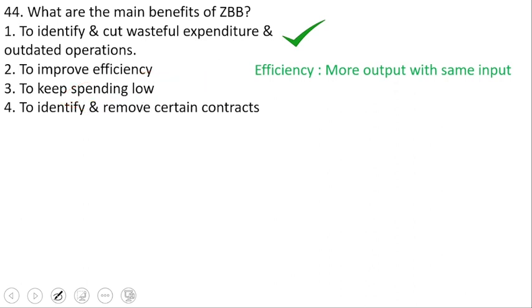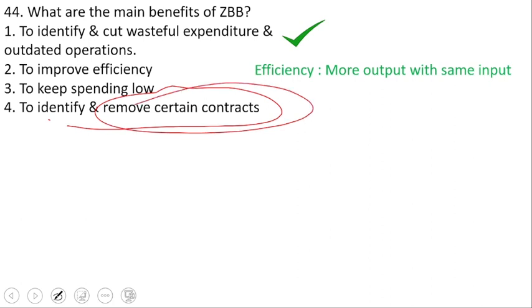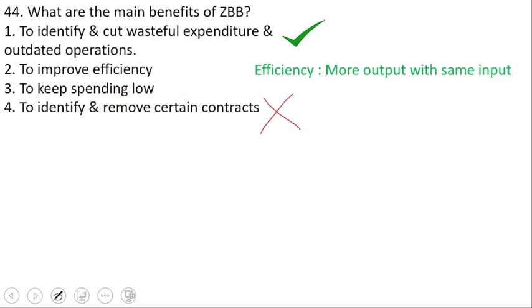Now, option 4, to identify and remove certain contracts. No, absolutely not. ZBB does not want to remove any contract. Any cost relating to a particular contract will definitely be included under the budget if the cost is justified. So, the key driving factor in a ZBB is a cost-benefit analysis. It has got no intention of removing any contracts. Now, moving to the next question.